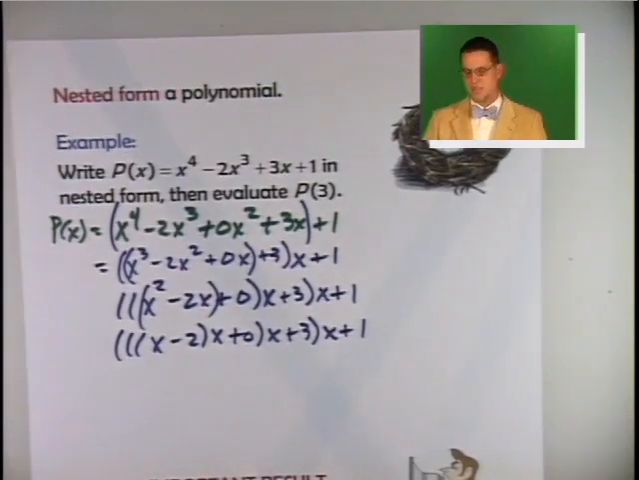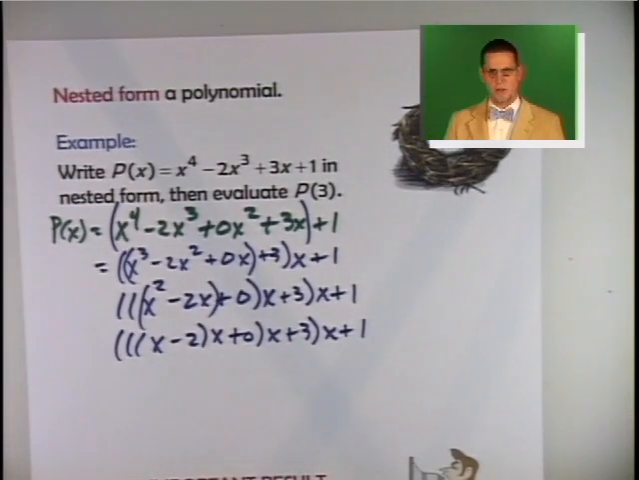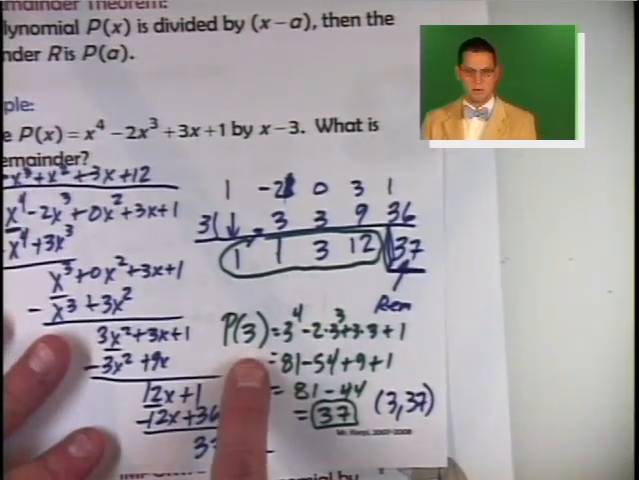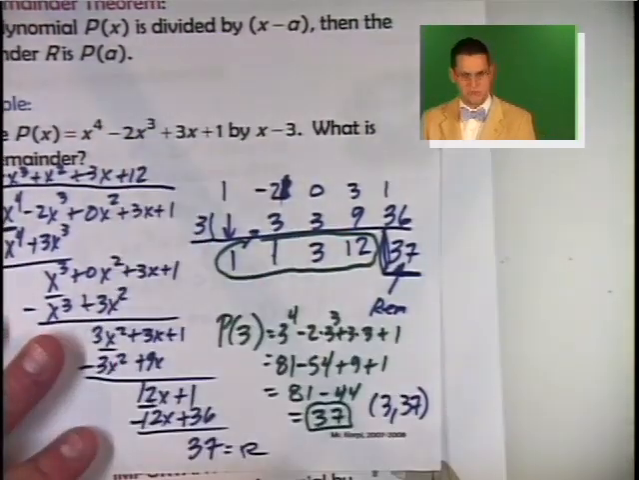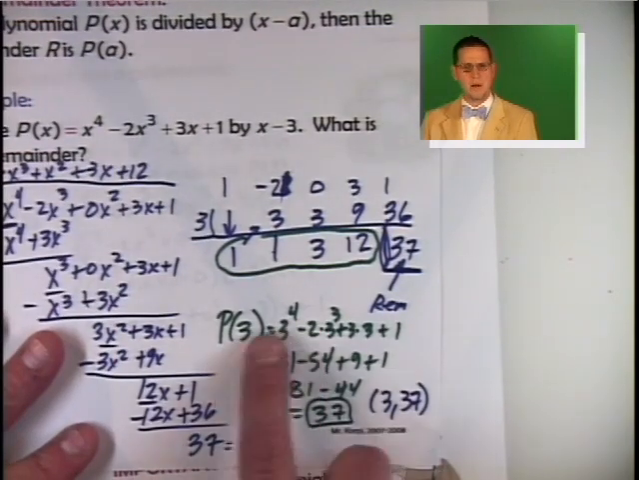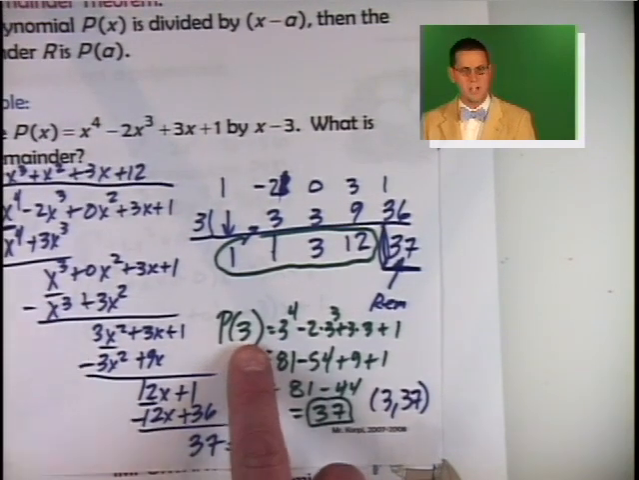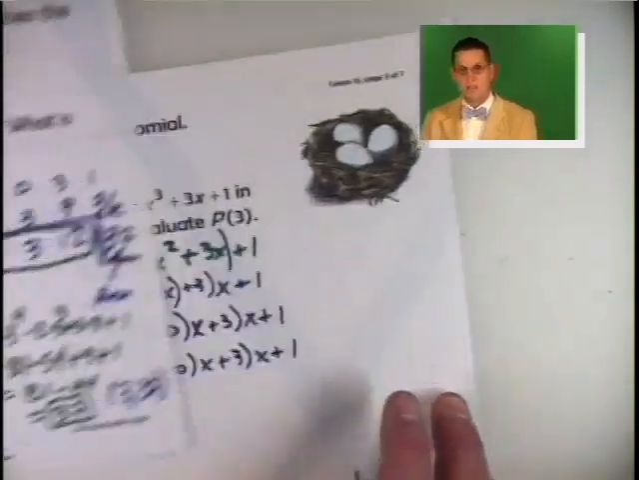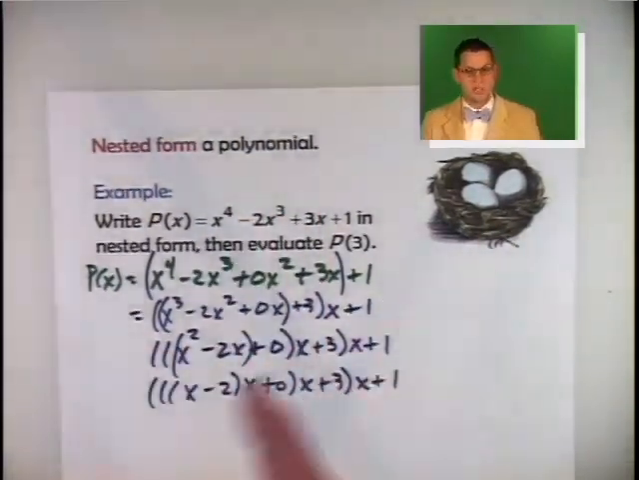Now nested form kind of has implications for programming, because your calculator can actually handle, or any program can handle, evaluating a function like this, just direct substitution. But raising something to the fourth power, especially for values of x that are larger than 3, those can get very large very quickly. The nested form is an equivalent version of the polynomial.